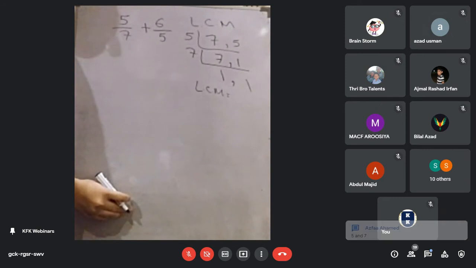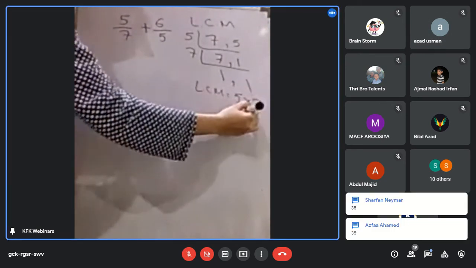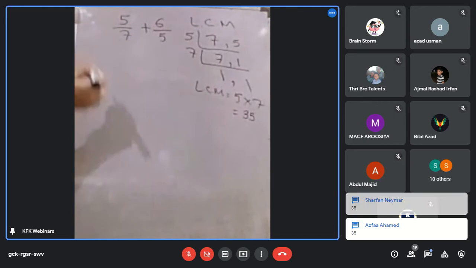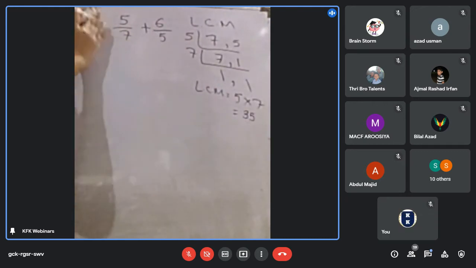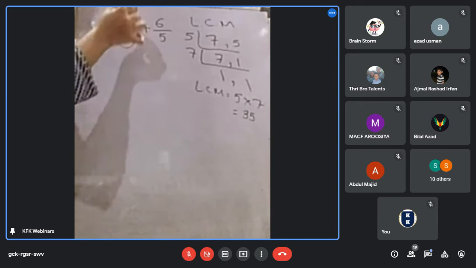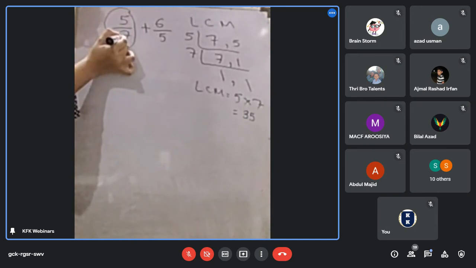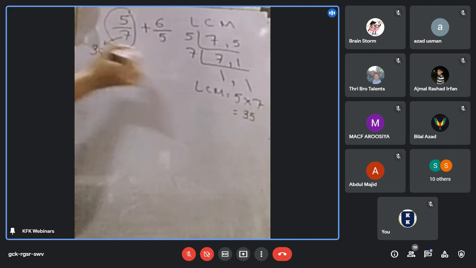35. Yes, the LCM is 35. So that's going to be 5 into 7, which is 35. Okay, so what you will do next is, now you will make the denominator. Now we'll take this first bracket. First you have to make this denominator 7 into the 35 that we found here.